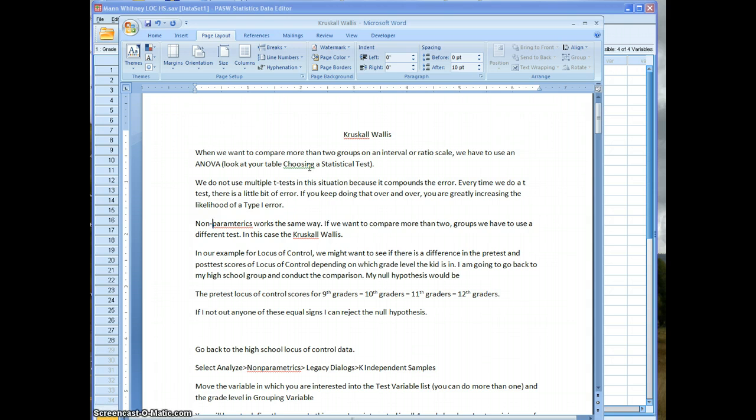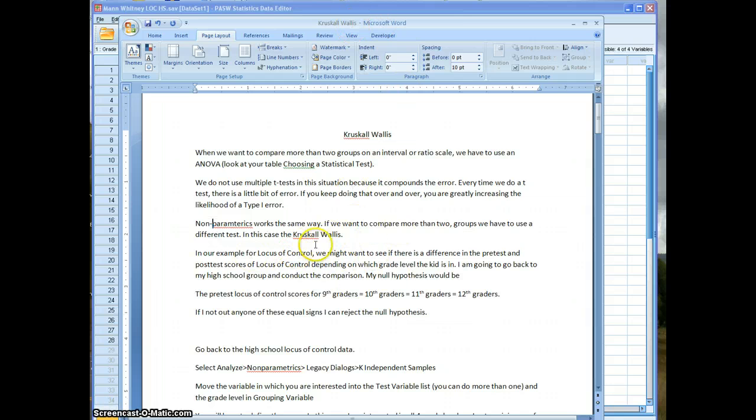We don't use multiple t-tests in that situation because if you remember, every time you do a t-test, there's a little bit of error. So if you keep doing that over and over and over, it is going to create a lot of error and you'll make a mistake. So non-parametrics work the same way. If we want to compare more than two groups, we have to use a different test. In this case, it's called a Kruskal-Wallis.